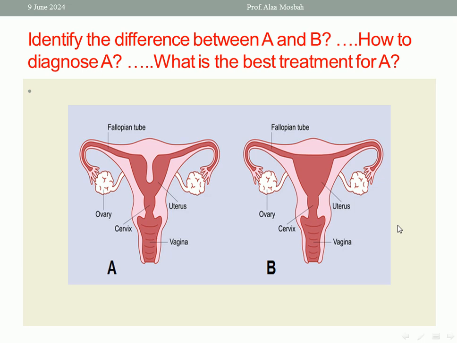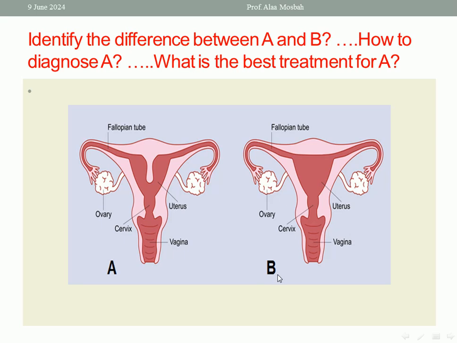Okay, look at this picture, please. Identify the difference between A and B. In A, there is a septate uterus here. B is a normal uterus and genital organ. So, the abnormality in A is a septate uterus. How to diagnose septate uterus? By direct visualization via hysteroscopy or by hysterosalpingogram. Okay.